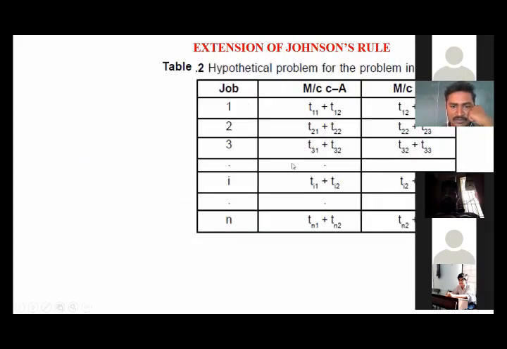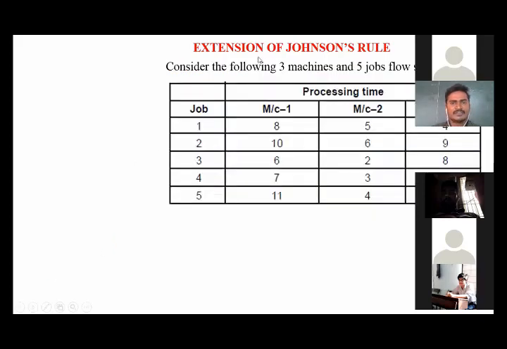So same here, we take M1 and M2. Mission A means M1 plus M2, and mission B means M2 plus M3, we take here. Then coming to the example of n jobs three missions.